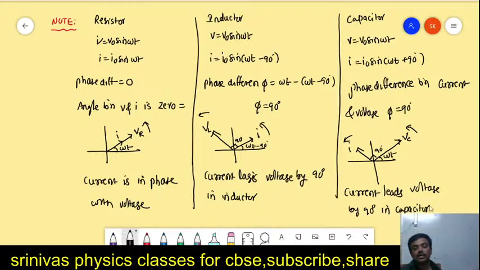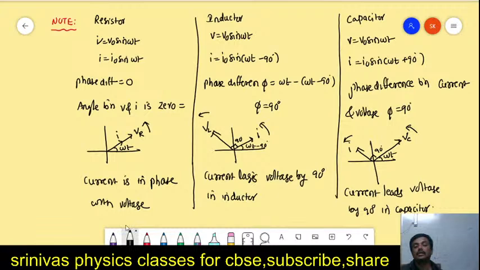Okay, in a capacitor, the voltage is behind the current by 90 degrees, or the current leads the voltage by 90 degrees. Here the current leads, moving forward in the anti-clockwise direction. Who is ahead, who is behind? The current is ahead in the capacitor, the voltage is behind. Voltage lags current by 90 degrees, or current leads the voltage by 90 degrees, we can write.